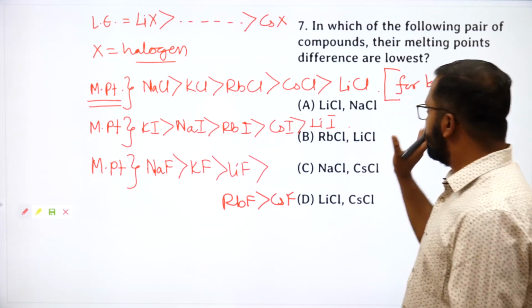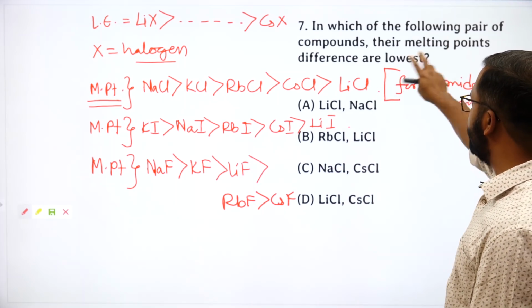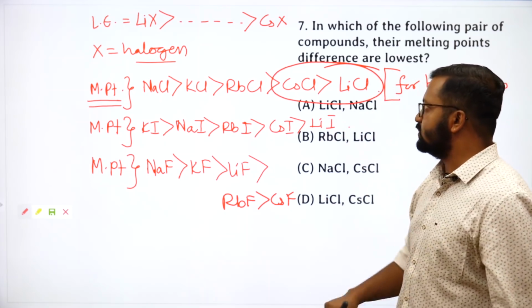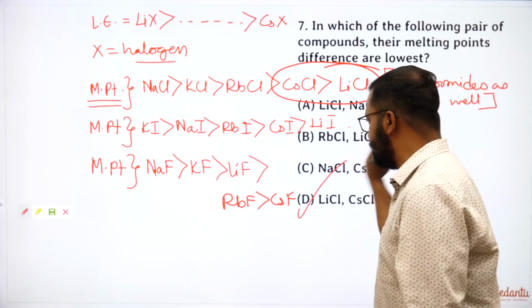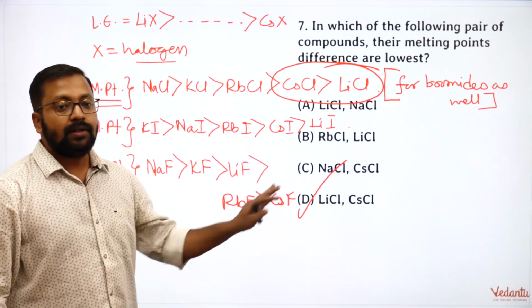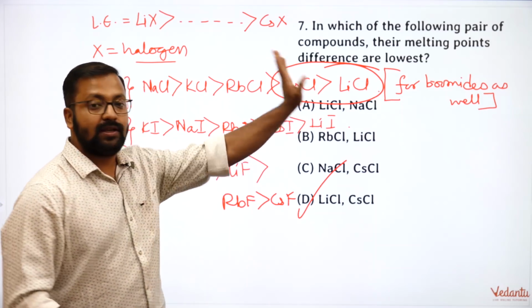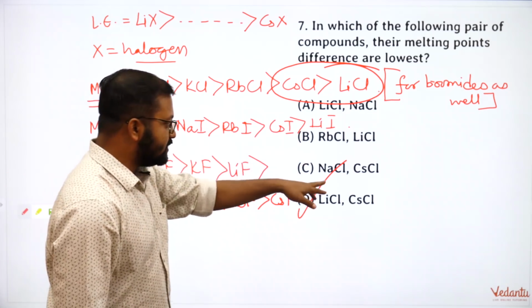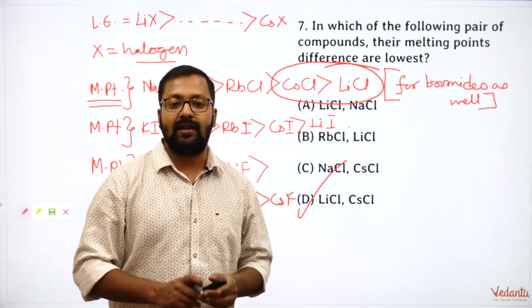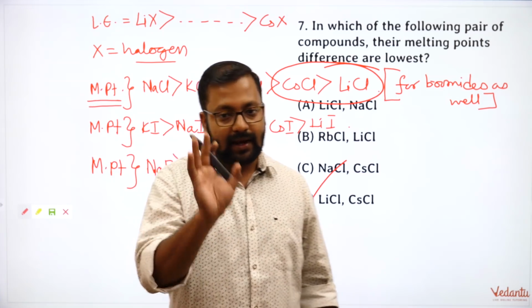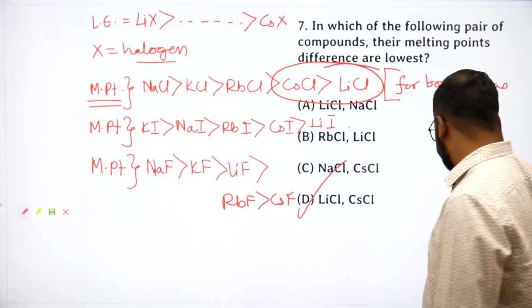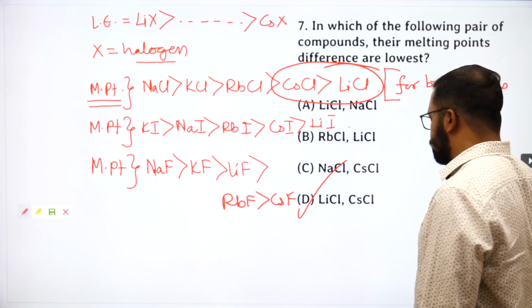Okay, so the question is, in which of the following compounds is the melting point difference lowest? The difference is lowest in this case: CsCl, LiCl. The answer should be D. If somebody doesn't remember the trend, they will generally mark LiCl and NaCl, or RbCl and CsCl. RbCl and CsCl is not given, so people generally mark LiCl, NaCl. So that is the incorrect answer. This has the maximum number of mistakes. The right answer is D. Okay, so let's move on to the next question.